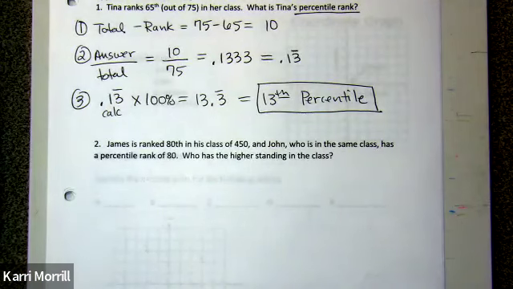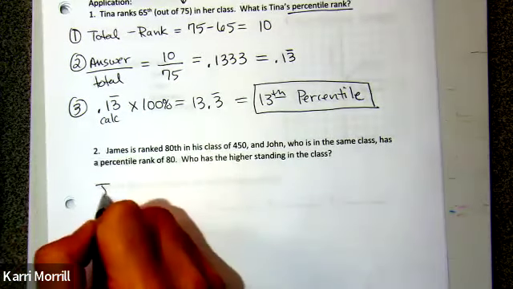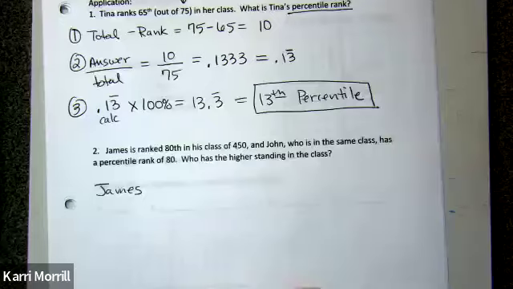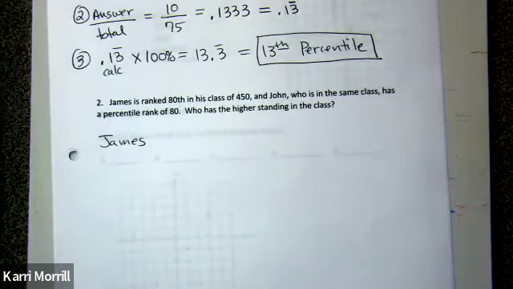Okay, and then the last one says James is ranked 80th in his class of 450. John, who is in the same class, has a percentile rank of 80. Who has the higher standing in the class? So here's the thing, we really can't compare them, because they're two different ranking systems, and so they're not the same. You need to get them in the same type of ranking system to decide.